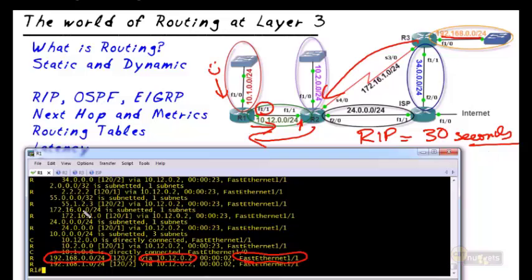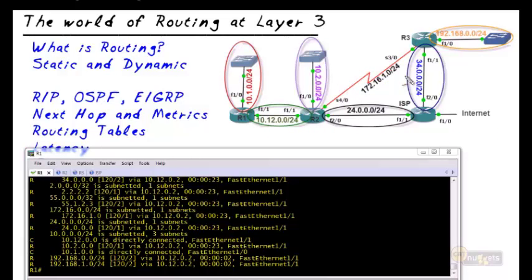And we could pick any one of these networks, like this one right here, the 172.16.1 network, and we could say, from R1's point of view, how would he get there? Well, R1's going to send it to 10.12.0.2, and he's going to use FA1/1. He's still going to send it to this guy.